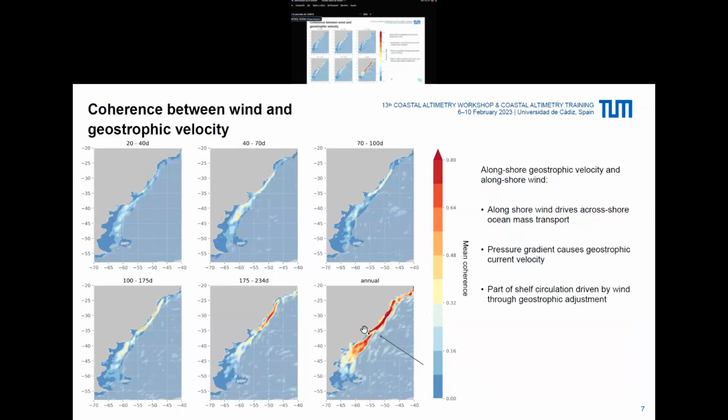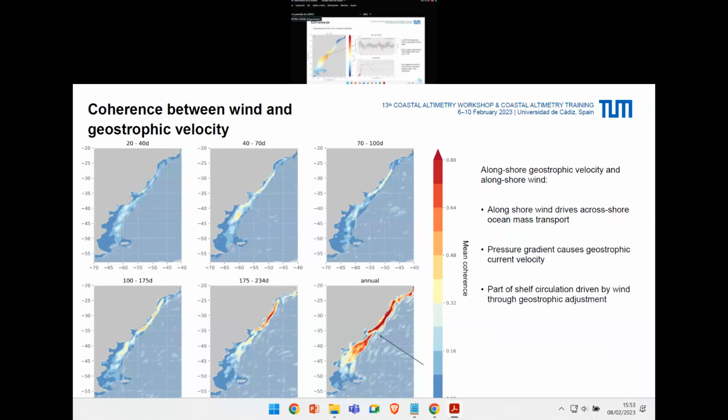And we also see some features. We see here an interruption in the wind-driven circulation at the annual scale. I would suggest that this might be connected to the influence of the Rio de la Plata, so the river discharge. It's really known that this river is influencing shelf circulation a lot, or it could also be connected to the Brazil-Malvinas confluence.